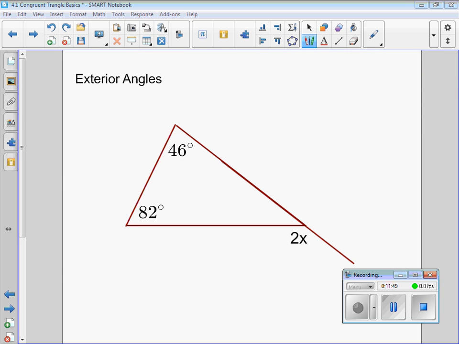All right, let's take a look at this exterior angle problem. See if you can set up an equation for it. I'm going to do that in just a second. Go ahead and put me on pause and see if you can do it, and then come back and check yourself.